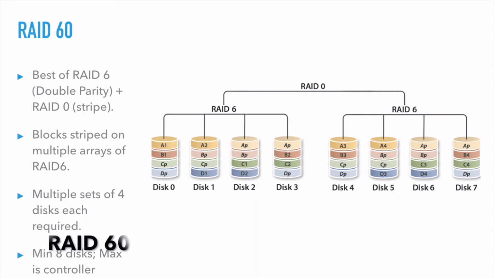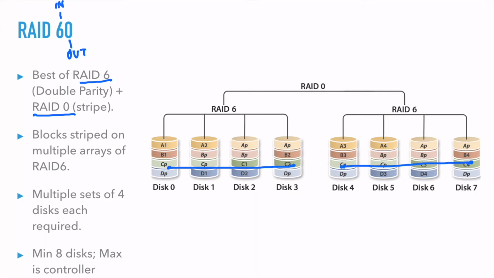RAID 60 gives you the best of RAID 6, which is double parity, and RAID 0 striping. So 6 is the inner RAID structure, 0 would be the outer RAID structure. So if you look at the picture, RAID 6 is configured on the independent sets of disks, and then these are clubbed into RAID 0. So blocks are striped on multiple arrays of RAID 6.